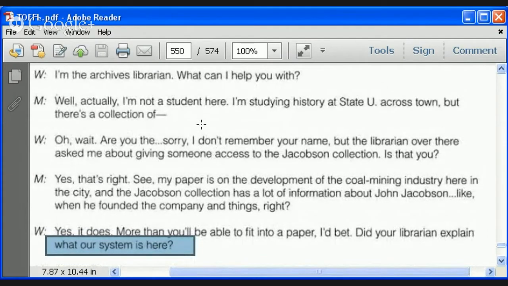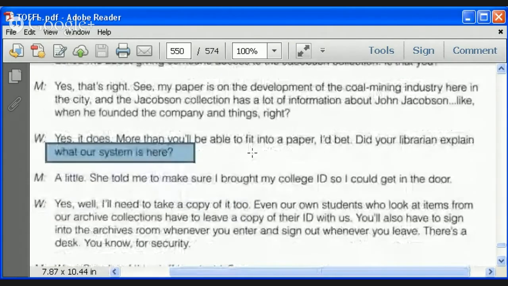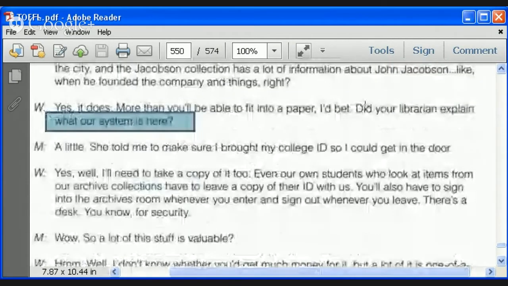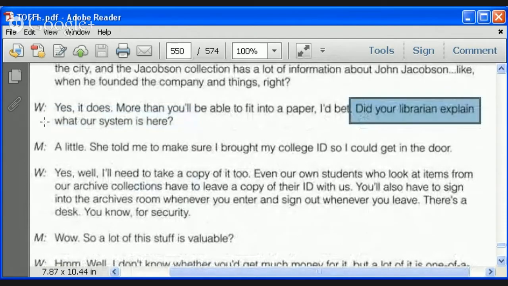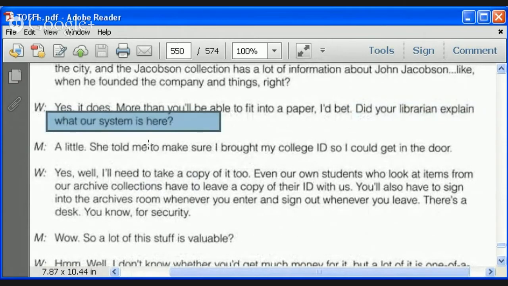Writing paper, coal mining industry, something like paper dash coal mining industry, I might write in my notes. I hear the librarian say, did your librarian explain what our system is here? My pencil is now poised because I'm going to hear a process. I'm going to hear what he needs to have. I am predicting this already in my mind. I am waiting to hear it. You need to be predictive. So, all right, fine. Continuing.